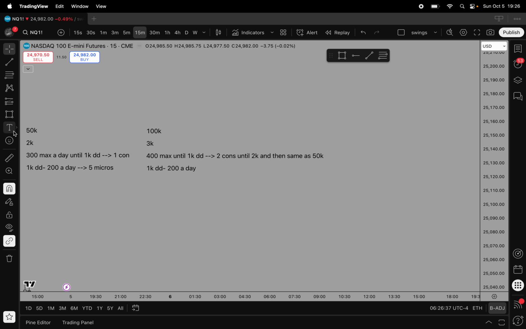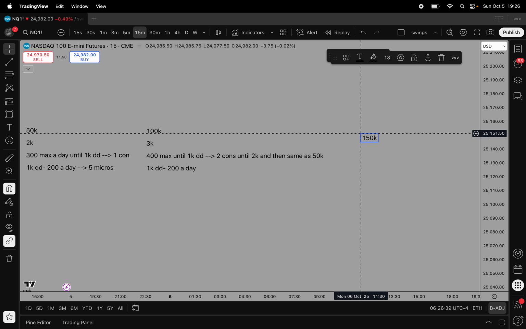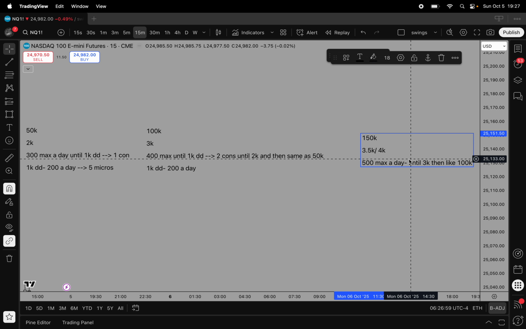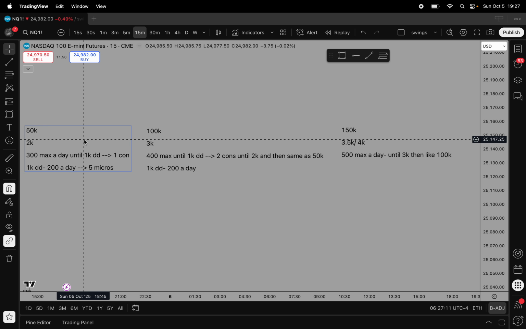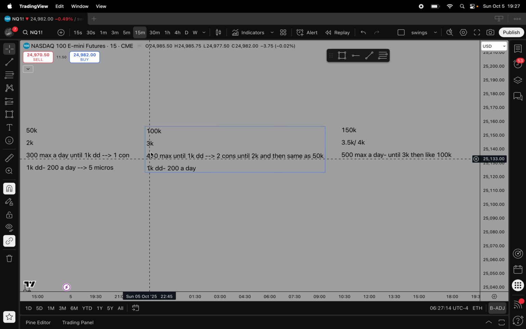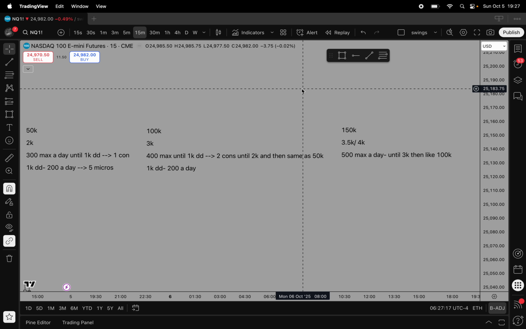Now for 150K, it's almost every time 3.5K slash 4K. It's going to be the same thing, right? You're going to be at 500 max a day until 3K, then like 100K, right? So pretty much the same thing. So for 150K, you would be risking max 500 a day. If you drop down to 3K, then you start risking 400 a day until 1K, and then you start risking the exact same as a 50K, right? You see, this goes with this.